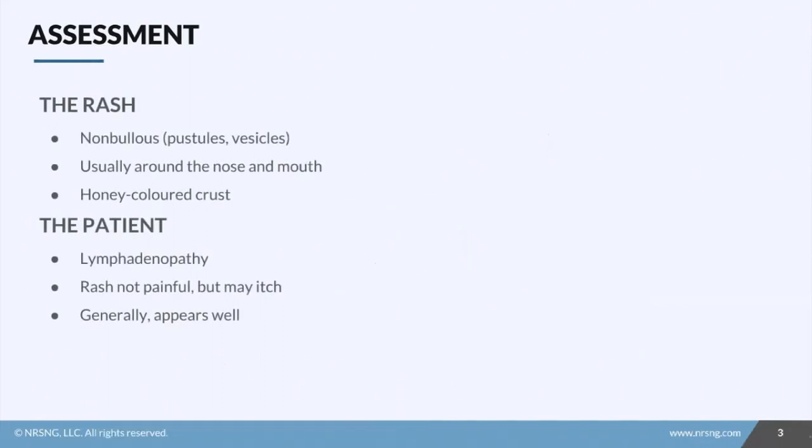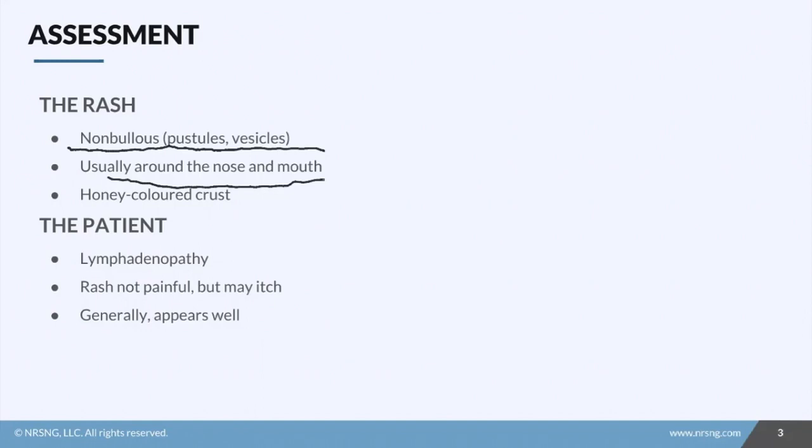Okay, so let's talk about what we are looking for when we're assessing impetigo. Impetigo is going to have a non-bullous rash, which means it has pustules and vesicles. There's also a bullous impetigo. It's less common and less contagious, so we're not focusing on that one, but that one's characterized by having blisters. But the non-bullous has pustules and vesicles. Typically, the non-bullous impetigo is found around the nose and mouth. That doesn't mean that it can't be other places like hands and feet, but it's usually around the nose and mouth.